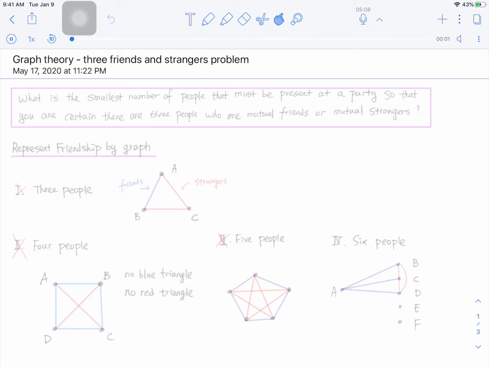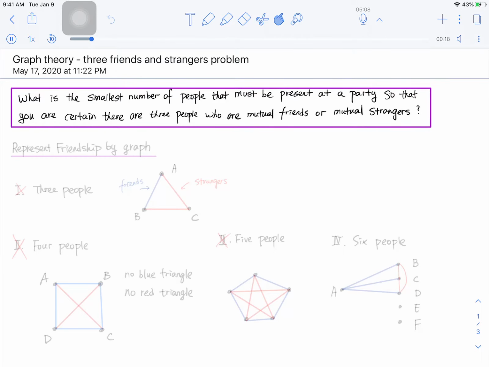So in this short video, I'll be telling you a small yet very famous and interesting question in graph theory, which is called the three friends and strangers problem. So here's the problem. Imagine you're at a party and you ask yourself the following question: what is the smallest number of people that must be present at a party so that you're certain there's three people who are either mutual friends or mutual strangers?